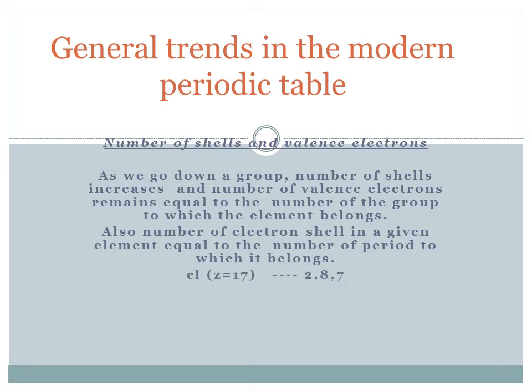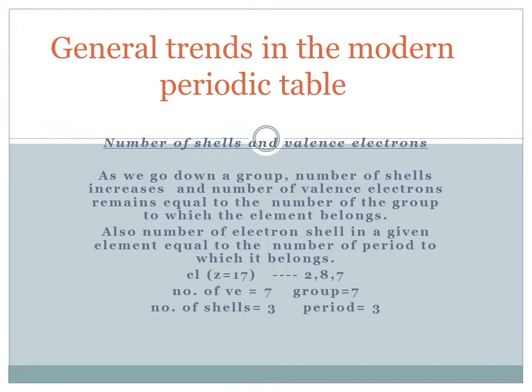For example, let us take the case of chlorine. Chlorine, its atomic number is 17 and the electronic configuration is, as you all know, 2, 8, 7. What is the number of valence electrons? Number of valence electrons equal to 7. Therefore, 7 valence electrons means it belongs to group 7. So remember, number of valence electrons equals group number.